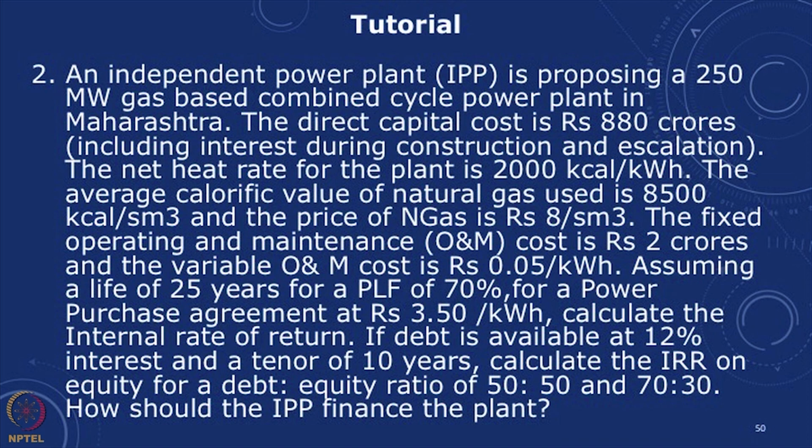Life is given as 25 years, PLF is 70%, and the power purchase agreement has a purchase rate of 3 rupees 50. Calculate the internal rate of return, and if debt is available at 12% and for 10 years, again look at the debt to equity ratio, two debt equity ratios, 50-50 and 70-30. So you can try both these problems.